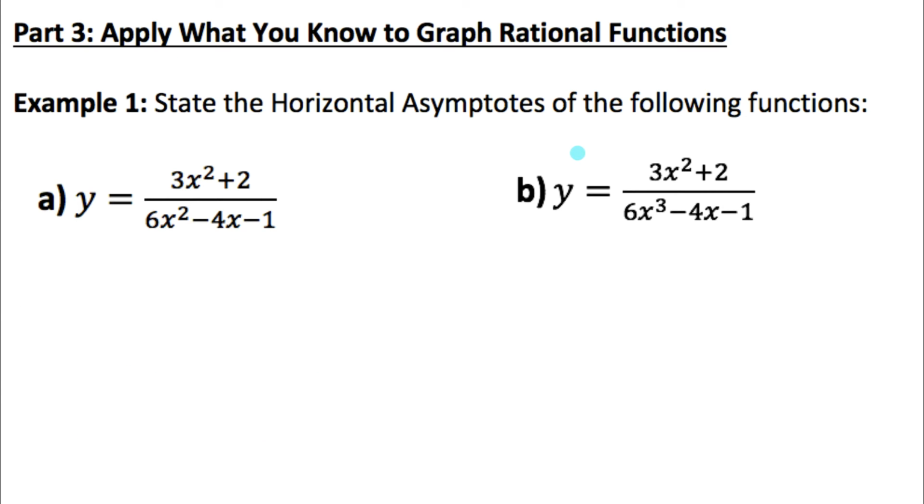Okay, let's move on to part 3 where we actually start doing some examples with this new information. So example 1 says, state the horizontal asymptotes of the following functions. So I have two functions here. Let's find the horizontal asymptotes of each of them.